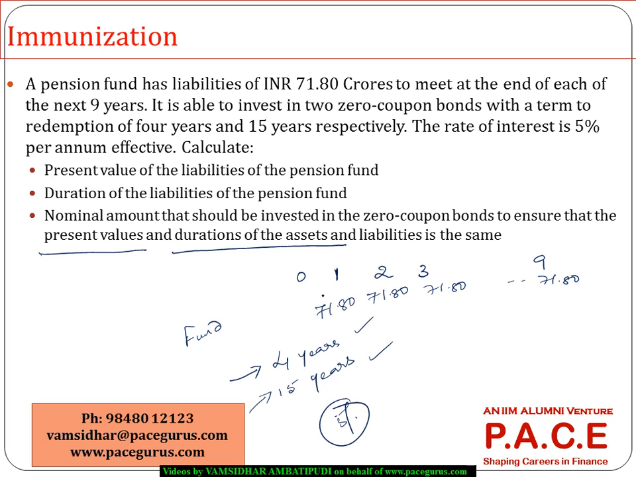For that, first of all, I need to find out the present value of the liabilities as well as the duration of the liabilities, so that I can decide how much to be invested in the assets so that the present value of the assets becomes equal to the present value of the liabilities, and the duration of the assets becomes equal to the duration of the liabilities. So how do I find out the present value of the assets here?